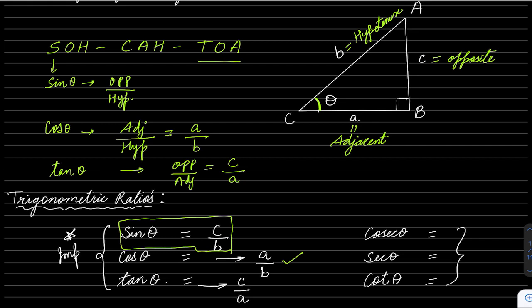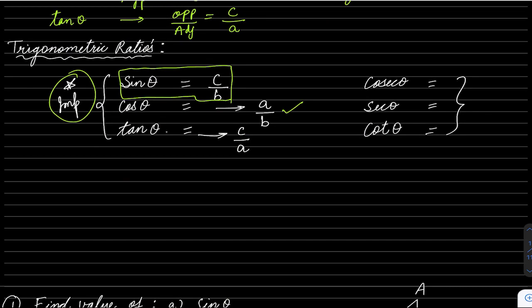Before starting trigonometry, you must learn this, and after this you can study the rest of the topics. The first thing you should know is to remember SOHCAHTOA: SOH, CAH, TOA. This helps us in remembering the values of sine theta, cosine theta, and tan theta for a right angle triangle. So I hope it's clear. This is very important. Okay, so let's move further.